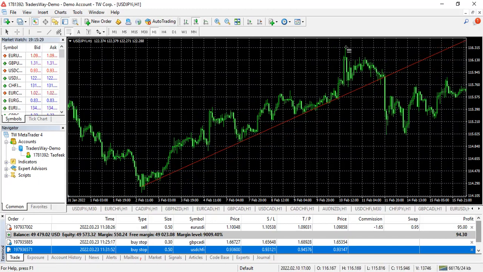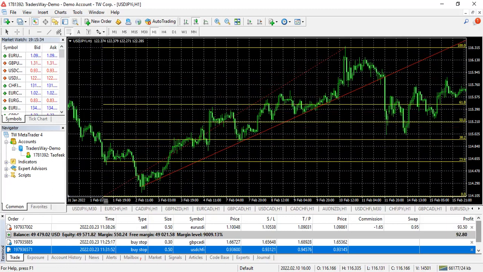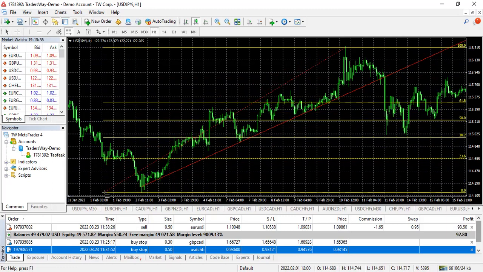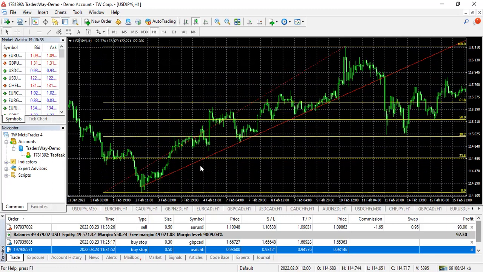I said earlier that if it is an uptrend, you drag it from up to down. But if it is a downtrend, you drag it from, what I mean by up to down is swing high to swing low. So just like this. So these are our various levels in Fibonacci.